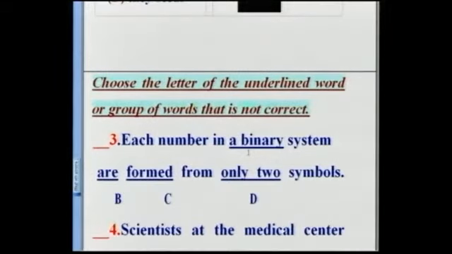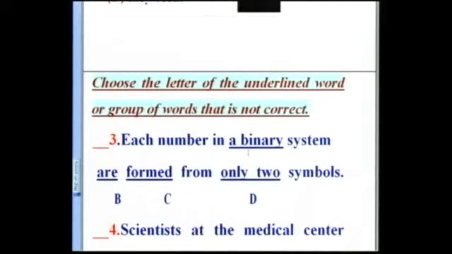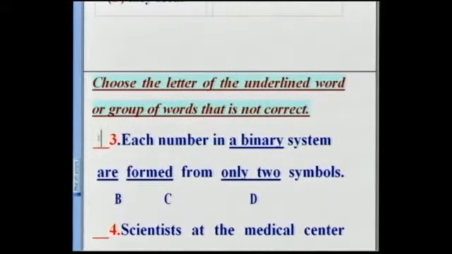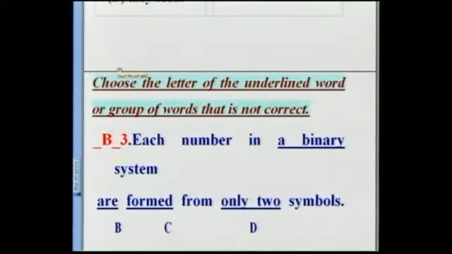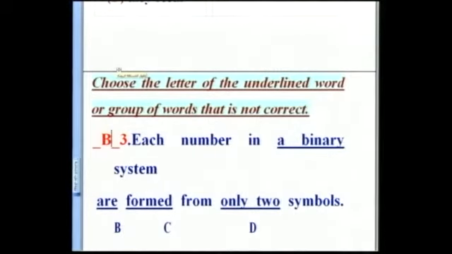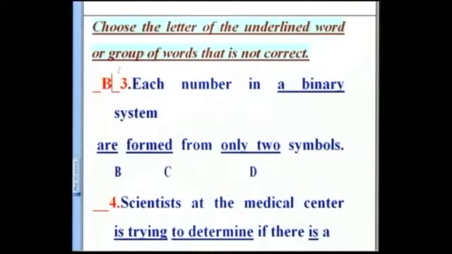طيب نشوف بقى each number in a binary system are formed from only 2 symbols. طيب الفاعل عندي هو إيه؟ each number. طيب each is singular، يبقى الفعل بتاعها are؟ لا، يبقى the wrong part is are، يبقى مفروض أنا بختار B. alright؟ طبعا يعني أنا ما بكتبش B، لكن احنا هنا لأننا بنعمل مع بعض that's where we should indicate the incorrect part، لكن في الامتحان you only answer in the answer sheet.